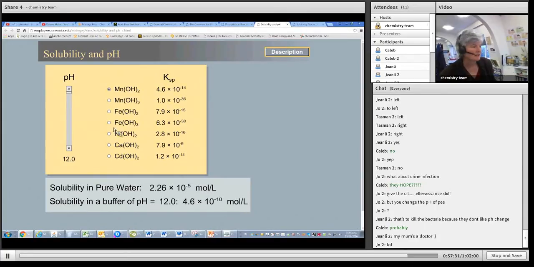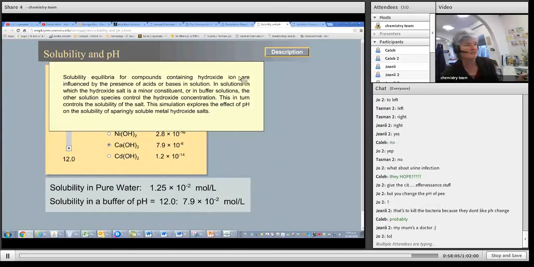They haven't got really complex ions here, but it's just to play around. So here if I've got a low pH, then quite a bit has dissolved, but as I increase it, hopefully I'll get to the point where I'll have got some of the ions. But it's just to play around with if you want to. It does give you a description of what to do. So it says the solubility equilibria containing hydroxide ions are influenced by pH, and so on.